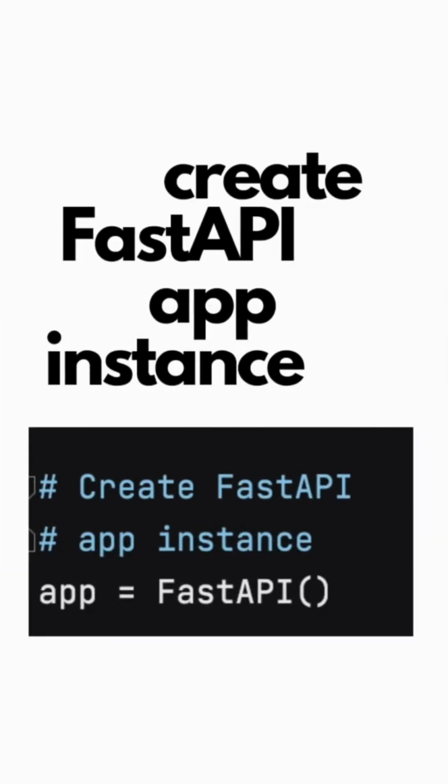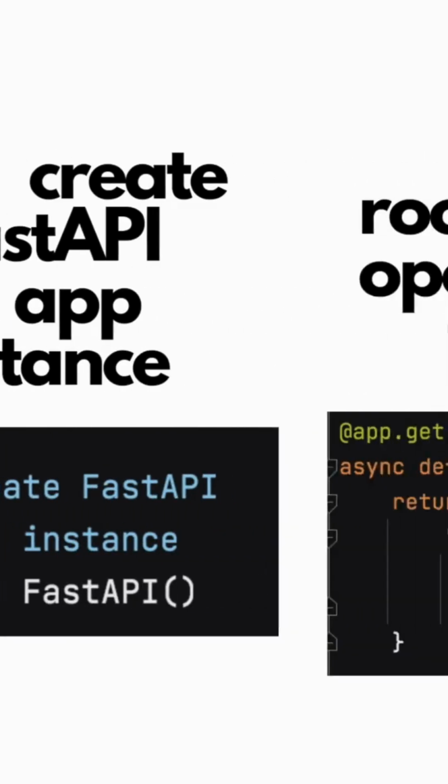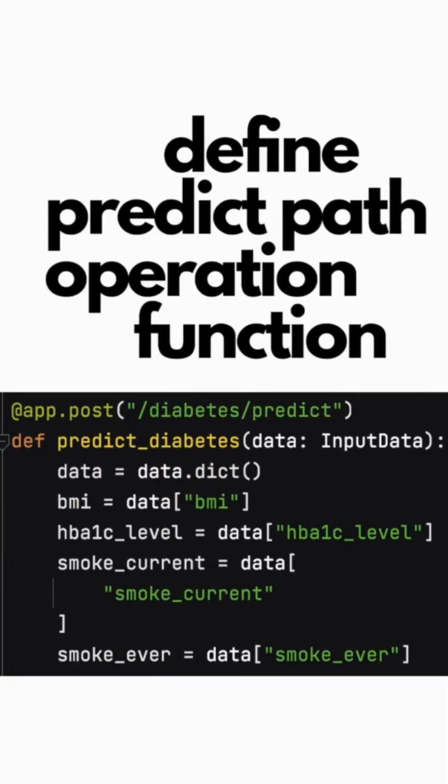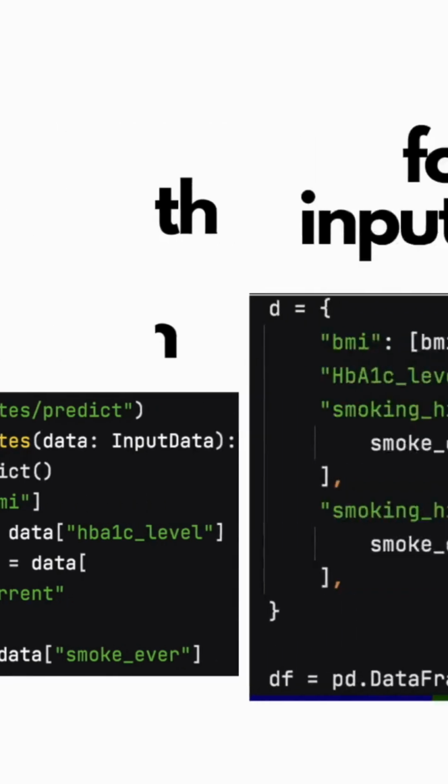You then create an instance of the fastAPI class. Here we're using a decorator to declare the get operation on the root path. This will simply return a message saying it's a diabetes classifier machine learning API. We'll now move on to the main prediction code for the REST API. Here we're using a decorator for the post operation with the following endpoint path, diabetes predict. We're defining a function predicted diabetes which takes the input data to the model, and it starts by converting the input data to a dictionary and then just simply extracts BMI, the blood sugar levels and the smoking inputs, as we will be reformatting them to the appropriate format for our machine learning model.